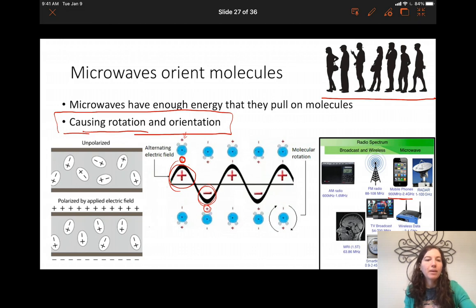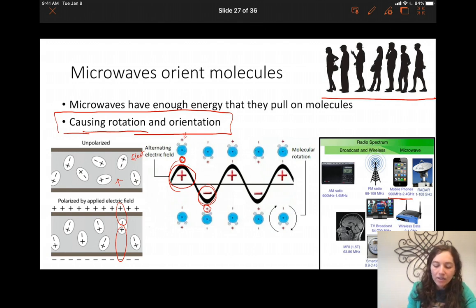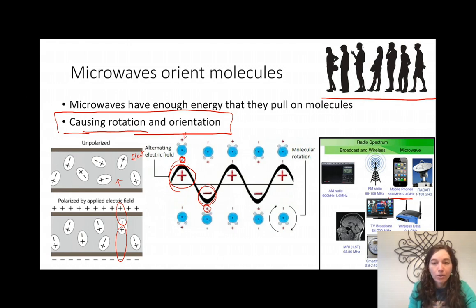Here's an example that might make a little bit more sense. In an unpolarized area where there's no microwaves, you can see that molecules tend to just float around like this. They might be oriented any way. But when you put an electric field on it, with a positive on one side and a negative on the other side, all of the molecules orient themselves so that the negative is pointed towards the positive and the positive is pointed towards the negative. They all line up like this. And this is how microwaves interact with our molecules.